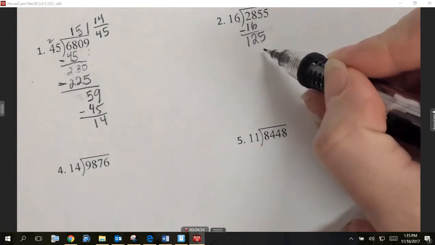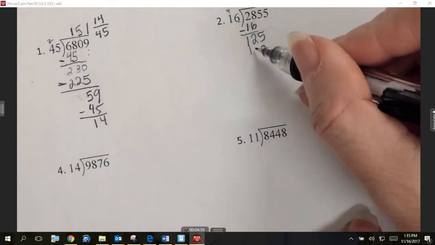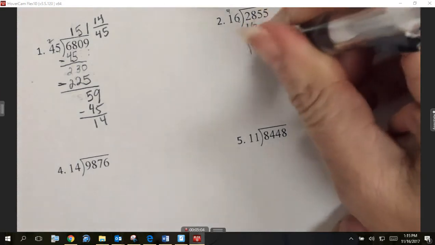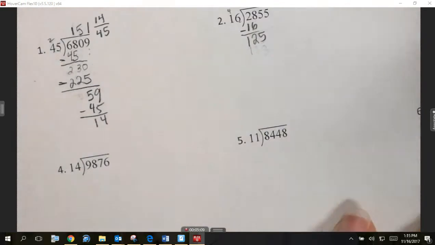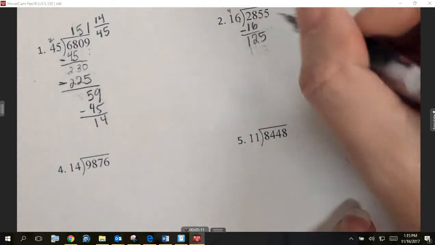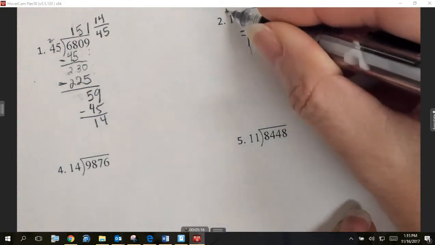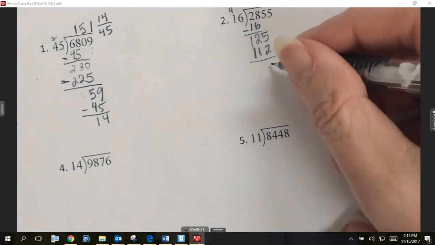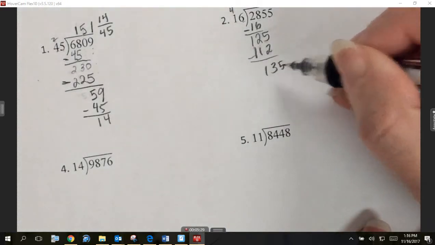8 times 6 is 48. Carry the 4. 8 times 1, 8 plus 4, 12. Uh-oh. It's not 8, is it? 7. Yeah. It's a good thing we're all using a pencil. So 2, carry the 4, 11. 112. Ooh, I already knew that. 13 is my subtract. And then from there, bring it on down.